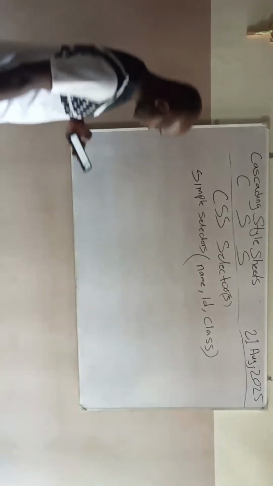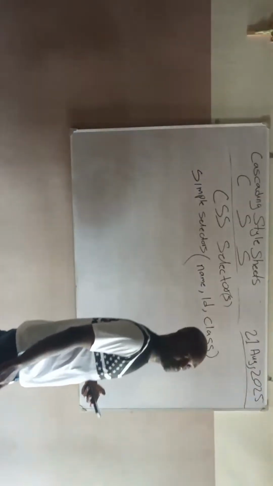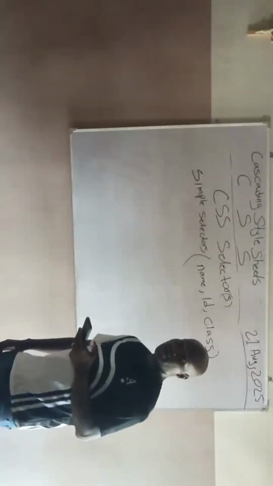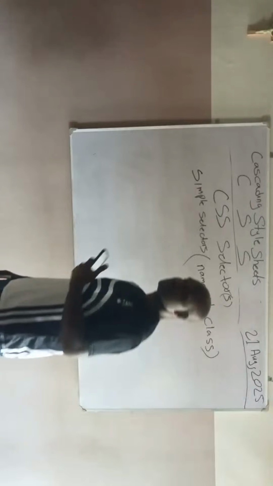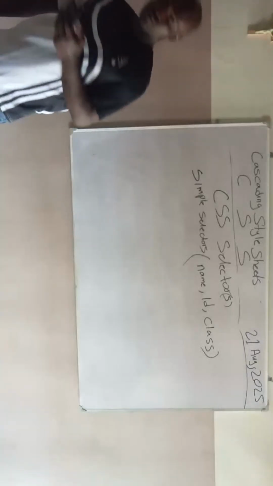You can divide CSS selectors into 5 categories. And number one is what? Simple selectors. And I say the simple selectors select elements based on their what? Names, their ID, or their what? Class.